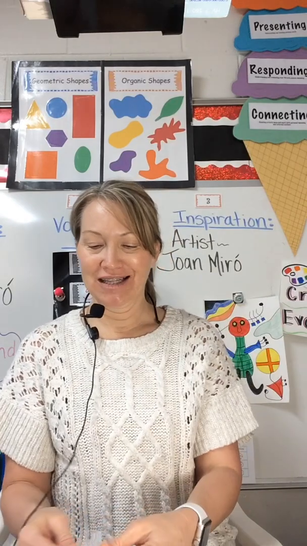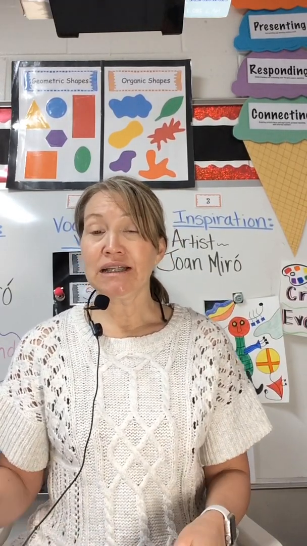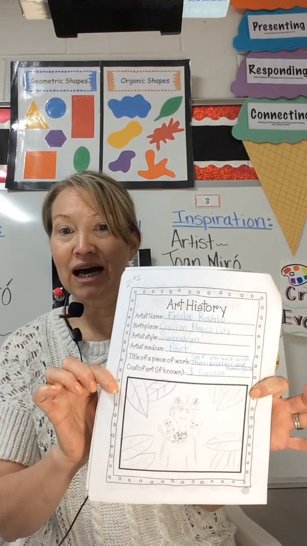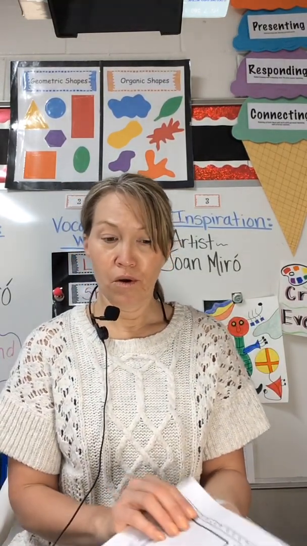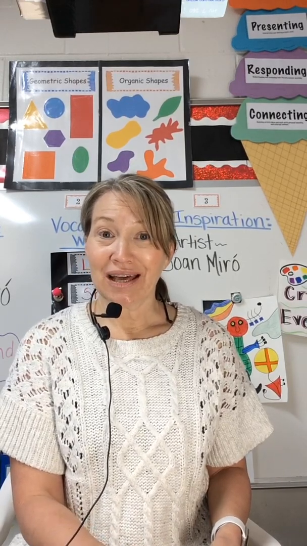I love fall. And page 22 is an art history page. So last time we talked about Frida Kahlo. This time we're going to talk about Joan Miro, and you're going to work on page 22. And I will give you some information too that you can read, and you'll be able to fill this out. And then I'll show you the answers next time. Okay?